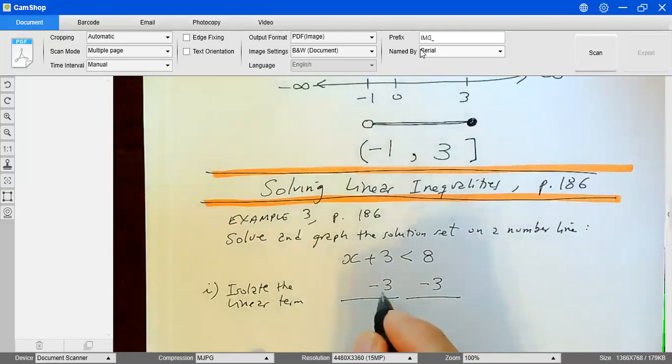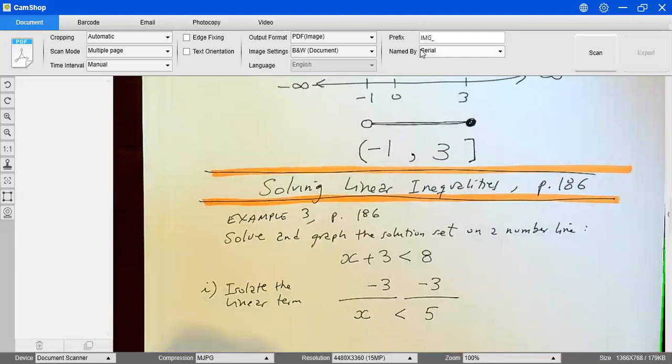So in this case, this addition or subtraction, we just follow the rules that we follow for equations. So 8 minus 3 is going to be 5.